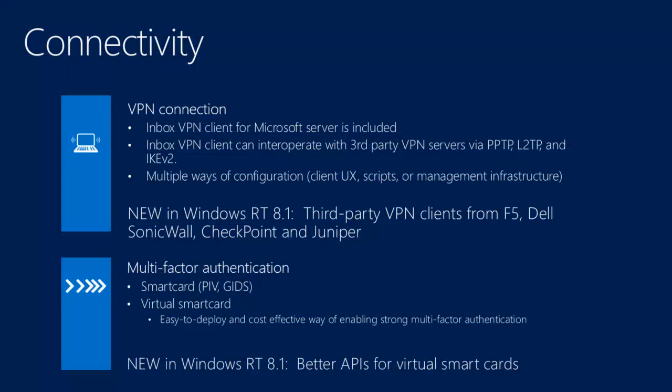Initially, the answer was no, but for Windows 8.1, we've been working with vendors to provide that. You'll see with the preview release, hopefully, assuming that we can get all of them fully tested in time, Inbox third-party VPN clients from F5, Dell, SonicWall, Checkpoint, and Juniper. Those will be able to support all of the functionality provided with those back-end VPN servers, including SSL-based VPNs. So that will certainly make remote connectivity more robust. You won't have to use the Inbox VPN client anymore. You'll get these additional VPN clients Inbox.